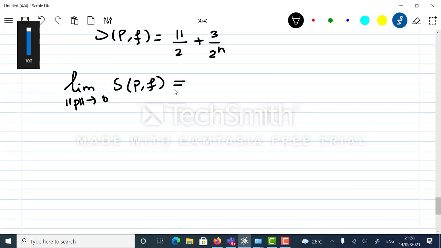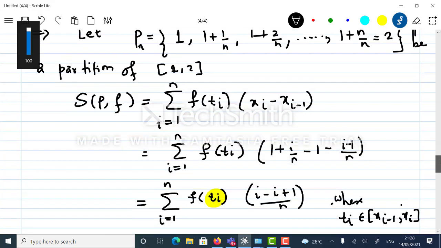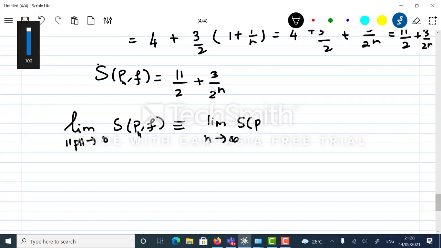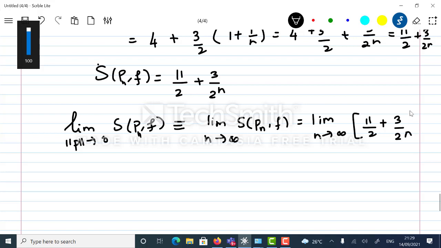So it is equivalent to saying that limit as n goes to infinity S(P_n, f). I should say P_n because instead of P I have P_n everywhere. So when I take P_n, here n goes to infinity. So this is same as limit as n goes to infinity 11 by 2 plus 3 by 2n, and this limit is 11 by 2 plus 3 by 2n, which is 0 as n goes to infinity. So this 11 by 2 is unique. So this would imply f is R integrable.